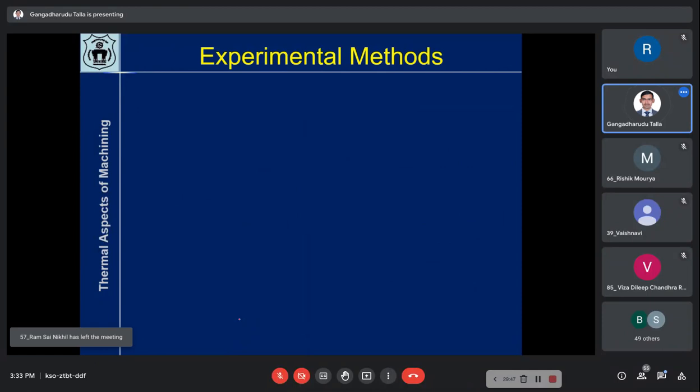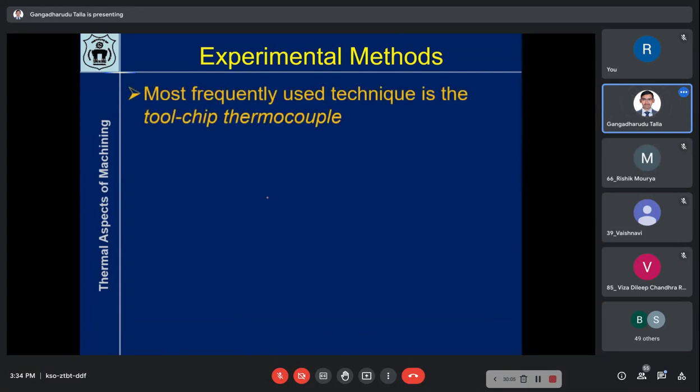That is one thing. Now the second one is the experimental method to find out the temperature during the cutting process. There are various experimental methods available. We'll look into a few methods. The most frequently used technique is the tool chip thermocouple method. Now what is this?